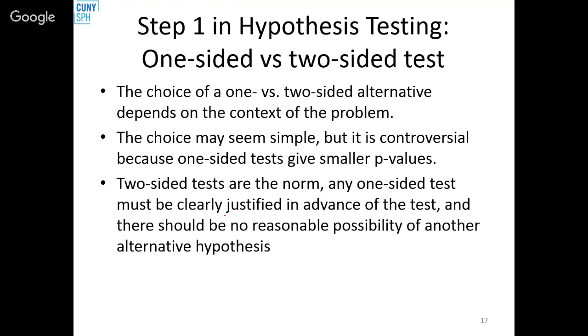So any one-sided test must be clearly justified in advance of the test, and there should be no reasonable possibility of another alternative hypothesis. So a two-sided alternative hypothesis should just be ruled out a priori.